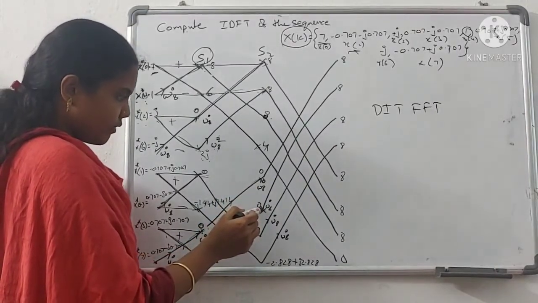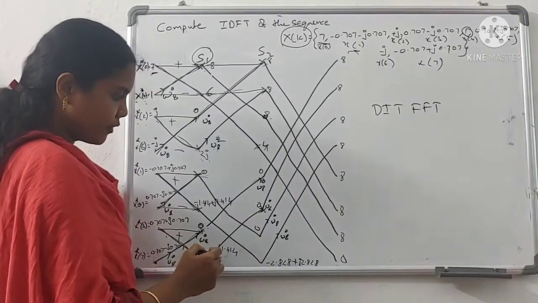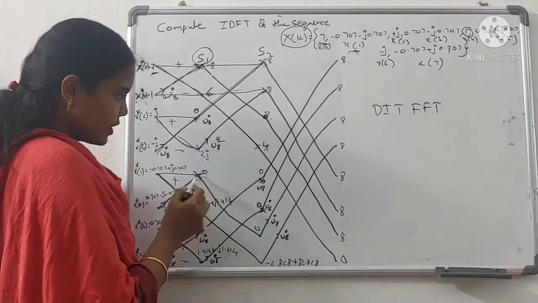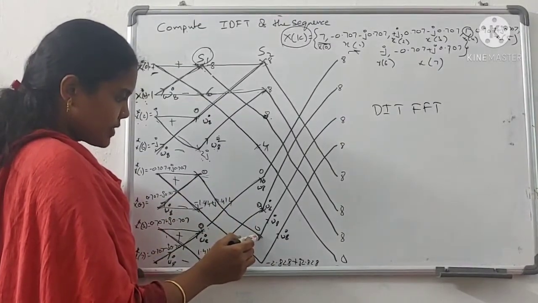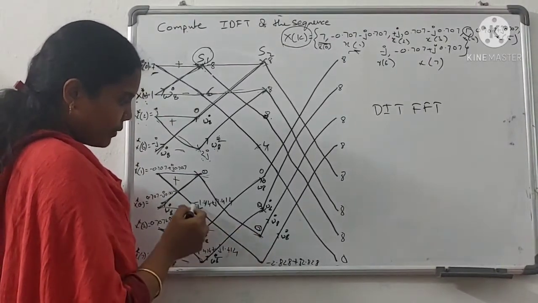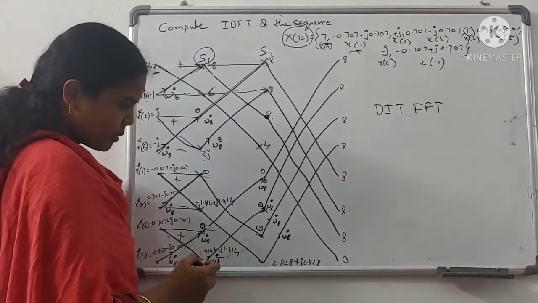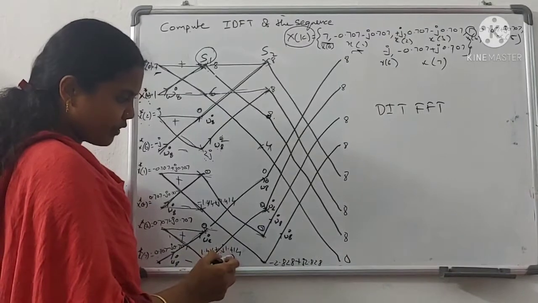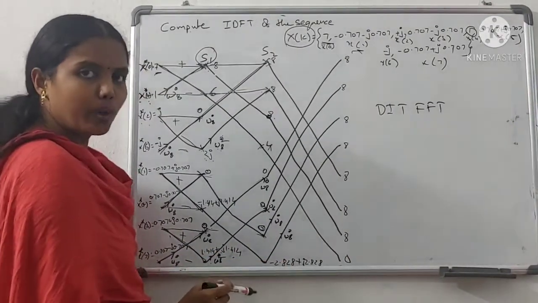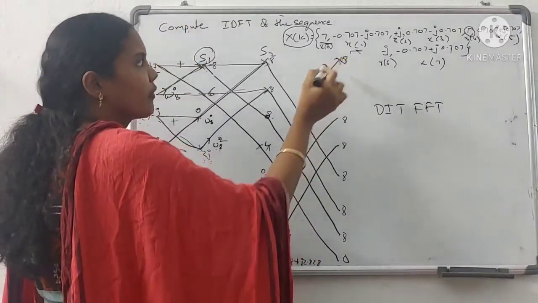Here one input is minus 1.414, other input is 1.414 plus j 1.414. Both are cancelled, you are getting 0. In the same way, next one is one input is 0, other input is 0. You are getting 0. Next, one input is minus 1.414 plus j 1.414. Other input is W_8^2 into 1.414 plus j 1.414. You are getting minus 2.88 plus j 2.88.